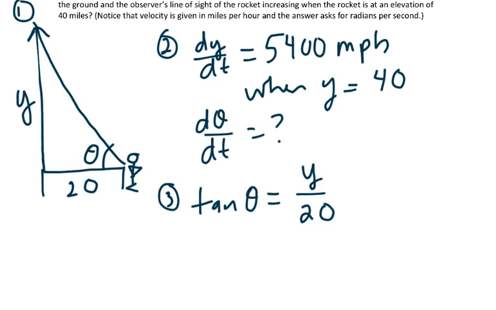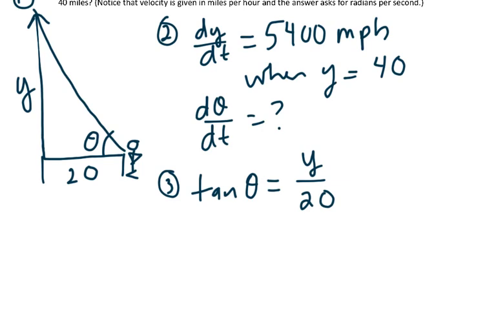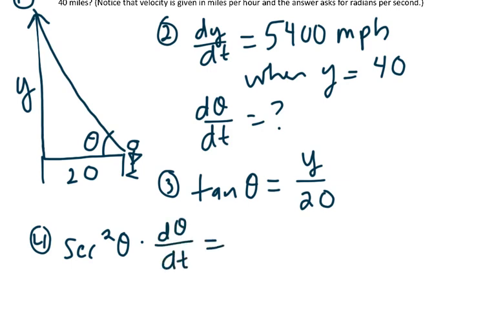Okay, and then let's take the derivative with respect to time. So I need to use implicit differentiation. Derivative of tangent of something is secant squared times d theta/dt, derivative of the inside. Derivative of y over 20 is 1 over 20 times dy/dt. Okay, now we have to plug in what we know.